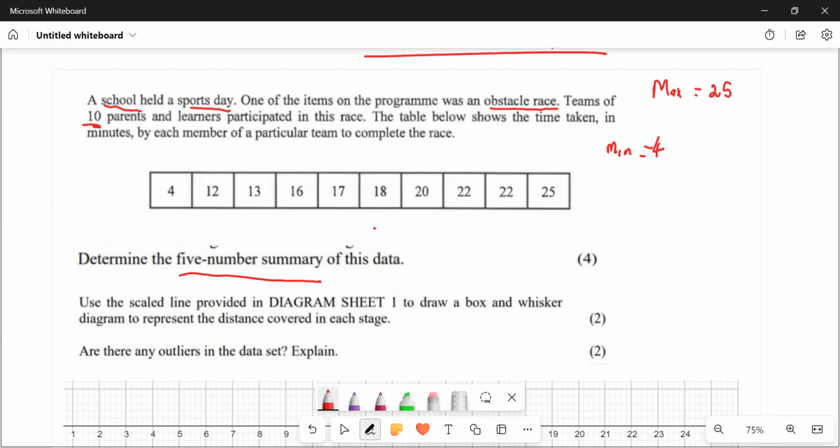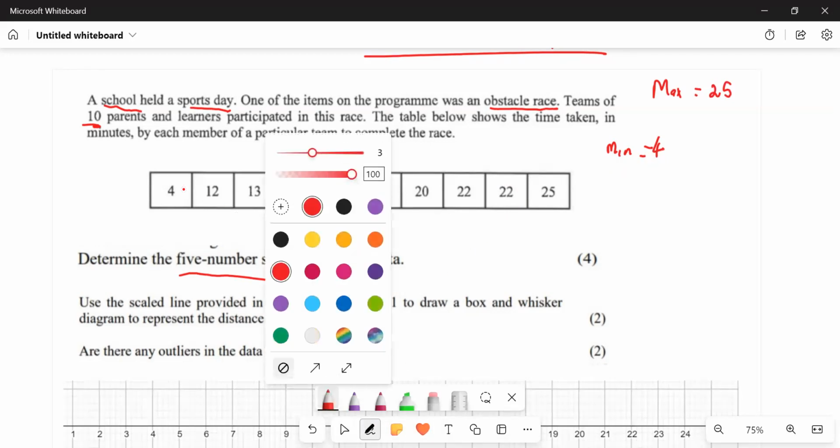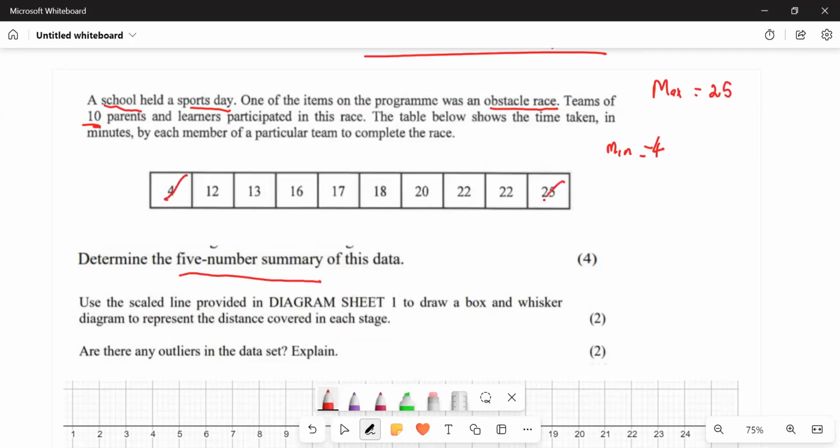Okay. How do you find Q2? Tell from the min and the max. So we're going to say, okay, this min goes with the max. And then we're going to say 12 goes with 22. And then 13 goes with what? With 22. And 16 goes with what? With 20. And then we have 2 people who are remaining again. These 2 people that are remaining, we are going to put a line in between again.